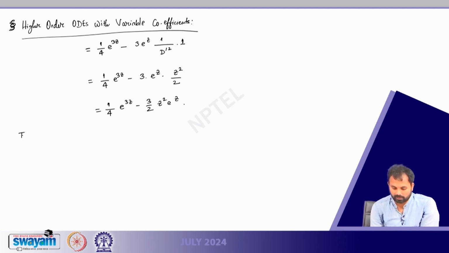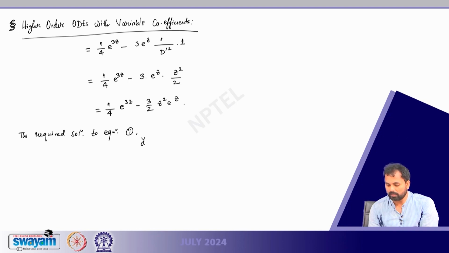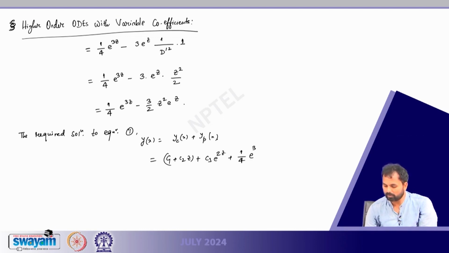And therefore, the required solution to equation 1, that means the original equation. So first of all we write y of x equals the complementary function plus the particular integral. The complementary function was c1 plus c2 z plus c3 e to the power 2z, and this one was 1 by 4 e to the power 3z minus 3 by 2 z square e to the power z, where z equals log of x.